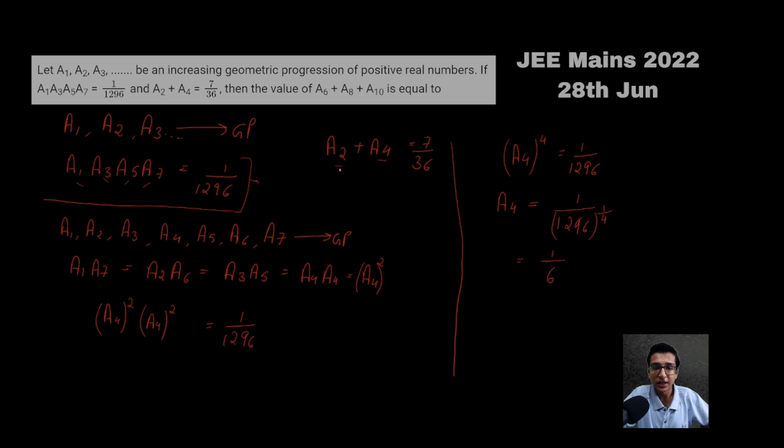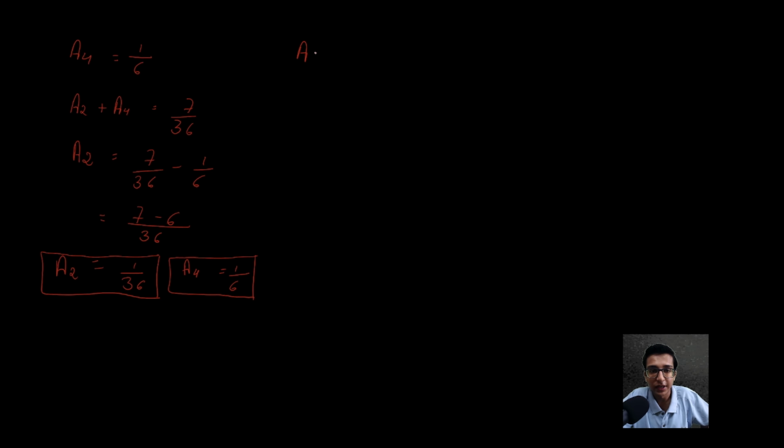What are the terms that the value we needed to find out? We needed to find out the value of A6 plus A8 plus A10. So we needed to find A6 plus A8 plus A10. So there is a trick now how you can solve this question very easily without finding out the common ratio and without finding out what the nth term of this GP is.